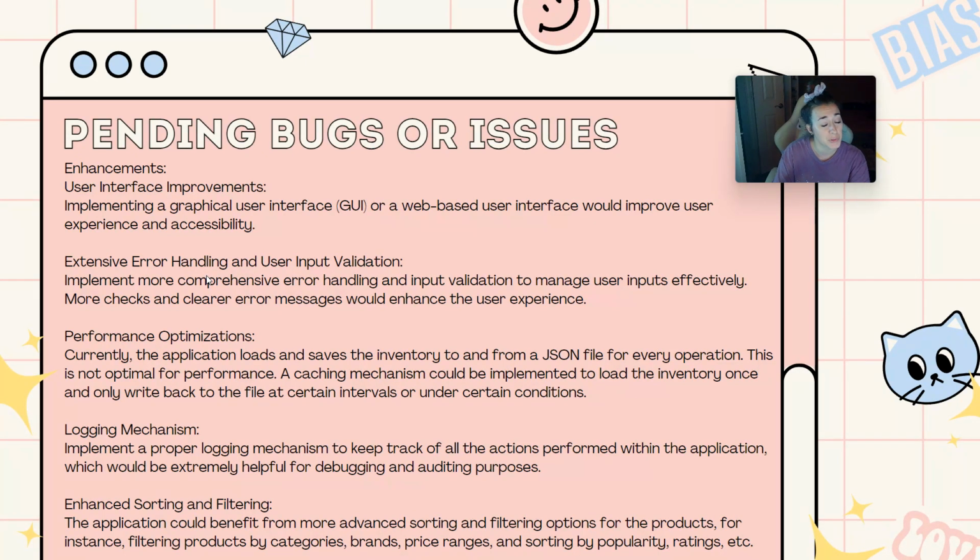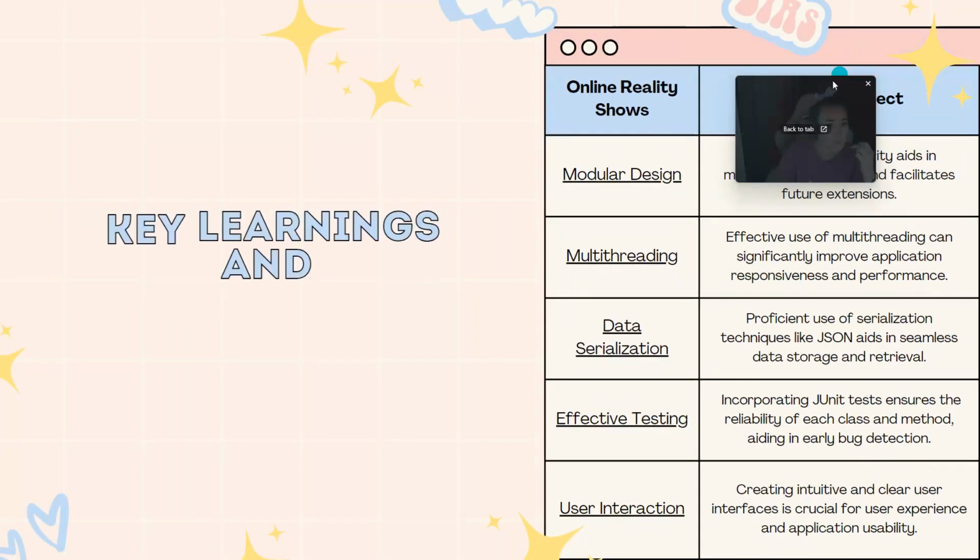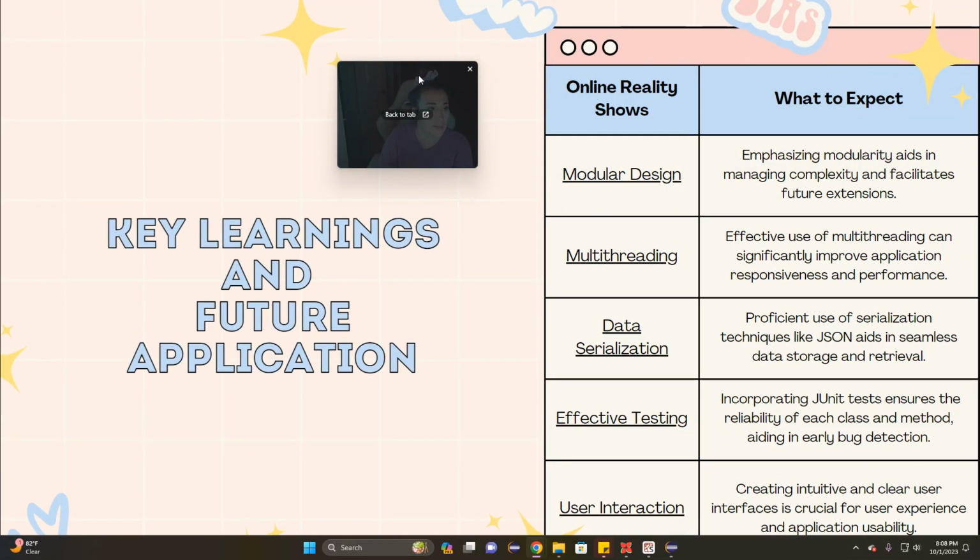And enhanced sorting and filtering, a lot like Amazon. We'd want to see something more where we can filter it by alphabet, by price, by product. So, all right. Here are some things that I learned and things that I can use for the future.